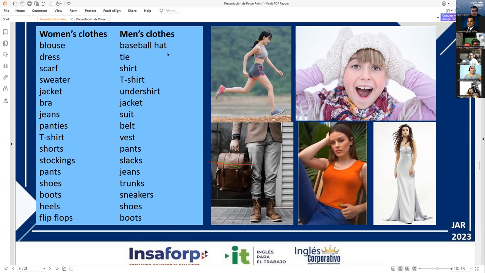Men's clothes: baseball hat, tie, shirt, t-shirt, undershirt, jacket, suit, belt, vest, pants, slacks, jeans, trunks, sneakers, shoes, boots. Again: baseball hat, tie, shirt, t-shirt, undershirt, jacket, suit, belt, vest, pants, slacks, jeans, trunks, sneakers, shoes, boots. Okay. In the pictures, let's see some things in the picture.